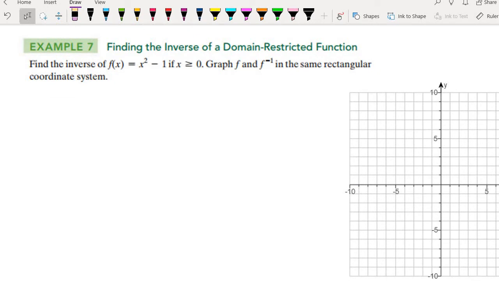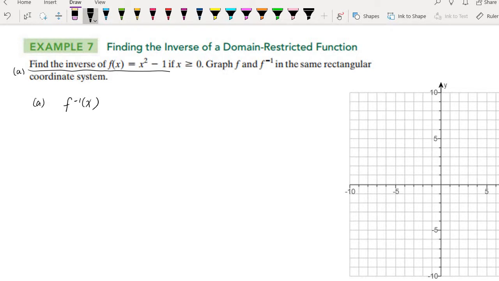Example 7, finding the inverse of a domain restricted function. So in this case, given f of x equal to x squared minus 1 if x is greater or equal than 0. So we need to graph the f and the f inverse. So we'll just say this is part A.